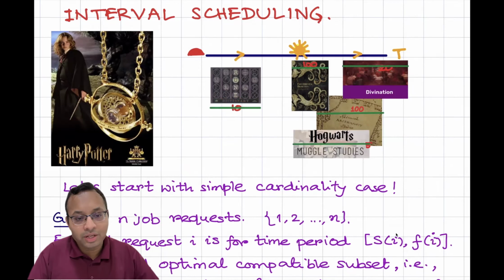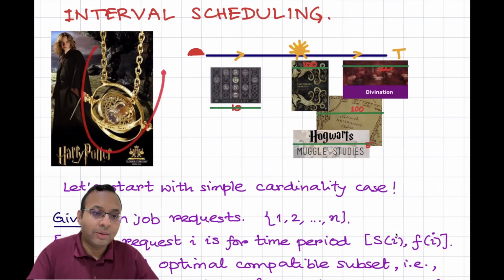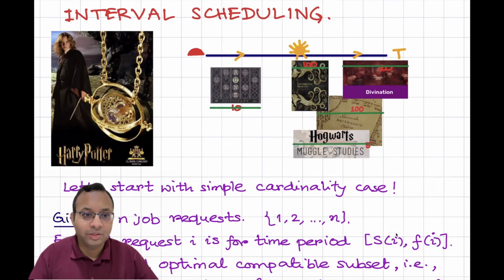Now, for Hermione, we had a solution, and that was the time turner. It was a time machine, and she could take a class and then go back to the same time period again and take another class which was happening at the same time. But for us, for normal Muggles, if we don't have a time turner, we still have another magic with us. That is the magic of algorithms, which will help us to solve this interval scheduling problem.